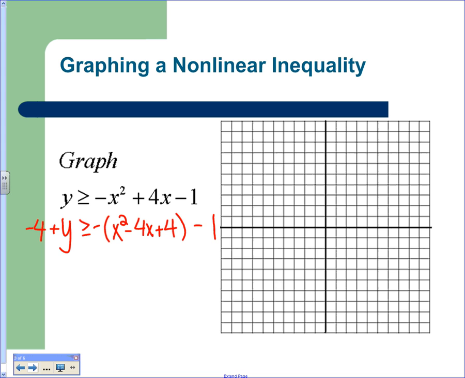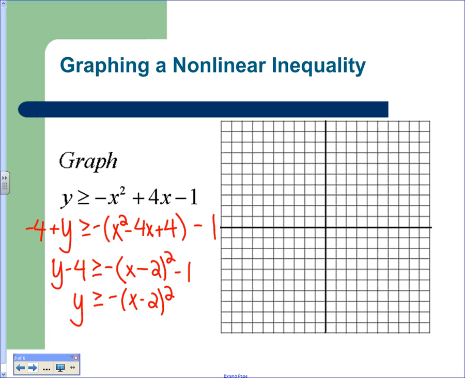Okay, so we have y minus 4. I'm just putting it in a different order. Negative, what goes in my parentheses now? X minus 2, squared. Why is it x minus 2 and not x plus 2? What multiplies to give you a positive 4, but adds to give you a negative 4? Negative 2 and negative 2. And then we have minus 1. But are we done yet? So y is greater than or equal to negative (x minus 2) squared plus 3.